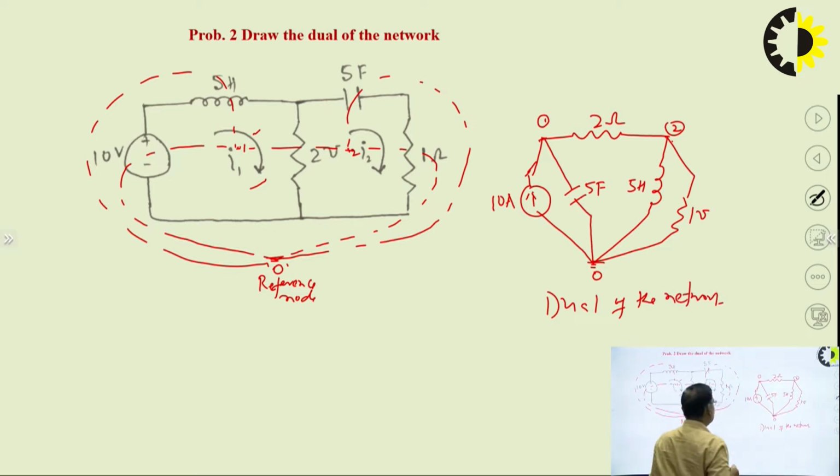Two independent loops, 2 nodes, 10 volt sources. The 10 volt voltage source will be a 10 ampere current source, then 2 more 2 ohm, and 5 Henry becomes 5 farad. So, this is the dual of the network. This way we can draw the dual.